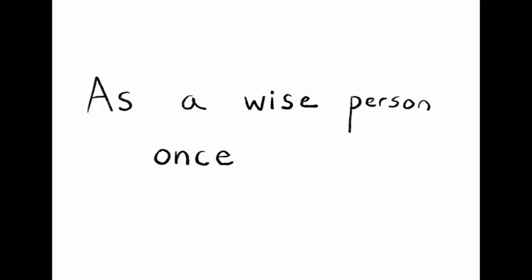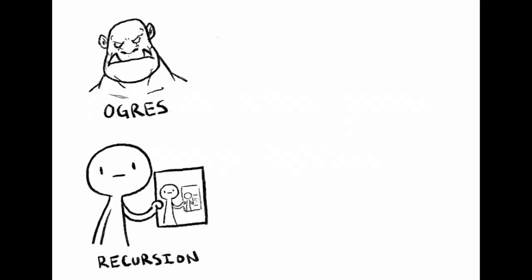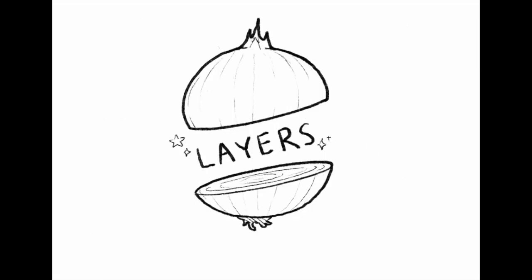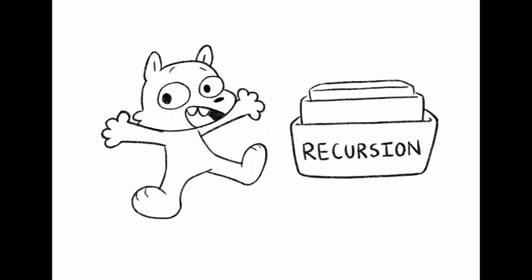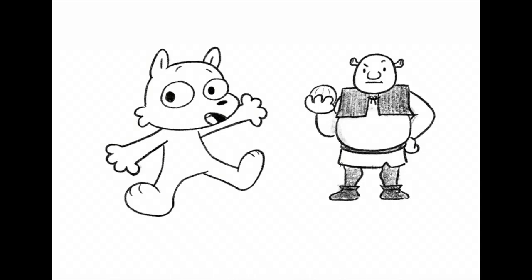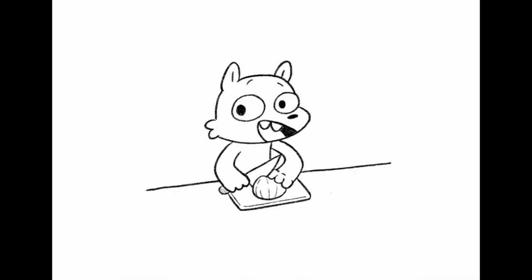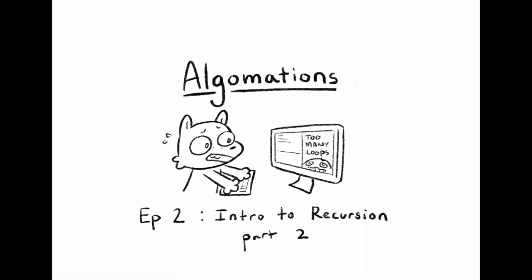As a wise person once said, ogres, in Recursion, are like onions. They have layers. Hi, Rodolph here again. I'm sure you're all eager to bounce back into Recursion, or at least understand why I'm referencing this quote from Shrek. Join me as we cut into this statement to see how onions could help us cook up our own recursive functions in this episode of Algomations.